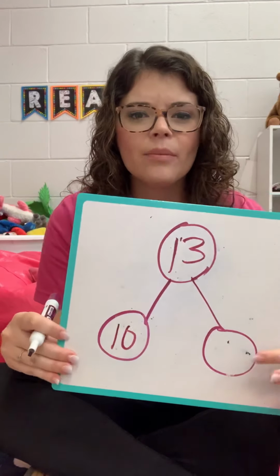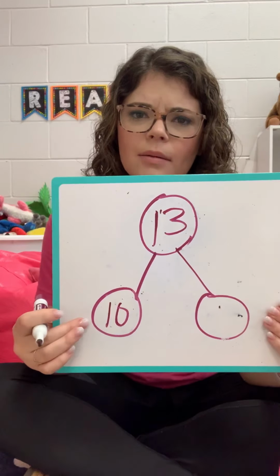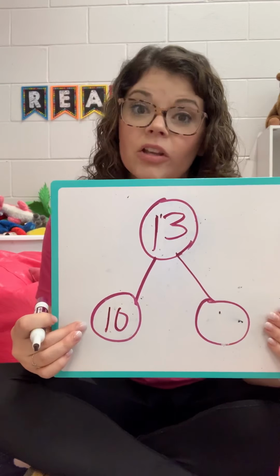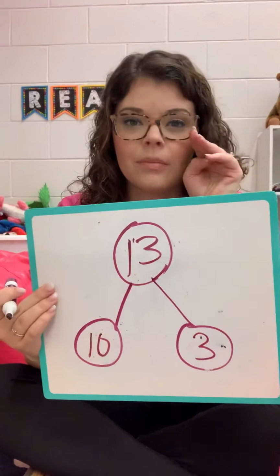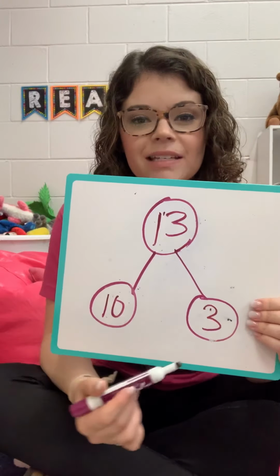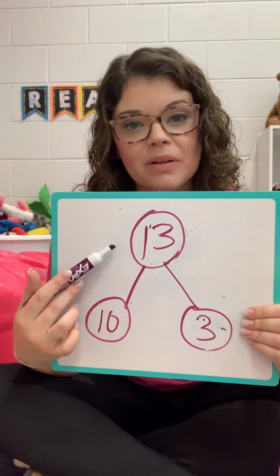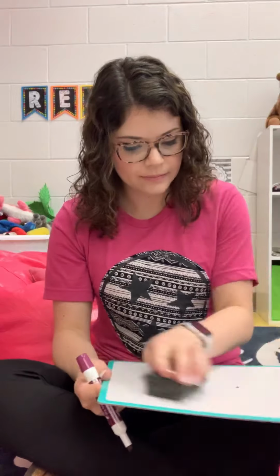Now, how many extra ones do I have? What do I need to make this the number 13? You're right, it needs to be 3. So I'm going to make a 3 in the bottom box. Great job. So now we know that 10 and 3 make the number 13. Okay, let's do one more.